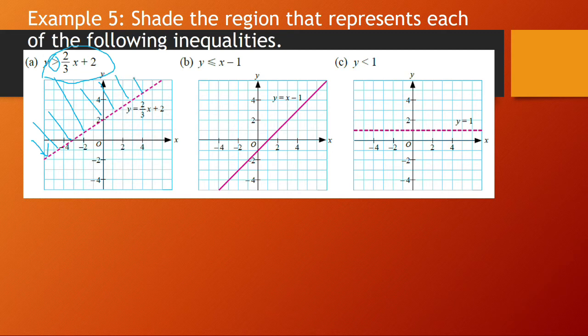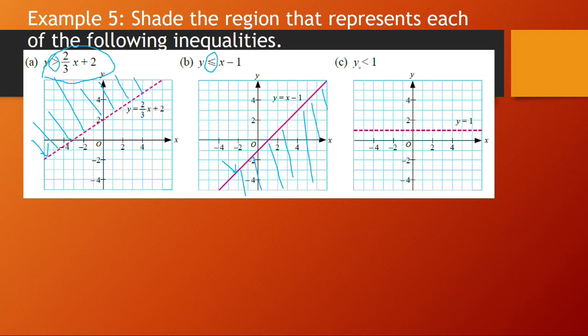Okay, then we look at B. y is less than or equal to x minus 1. When it comes to less than or equal to, you are going to use a solid line like this. Less than or equal to, this is on top, right? On top means greater than. So for less than or equal to, we have to shade the region below.